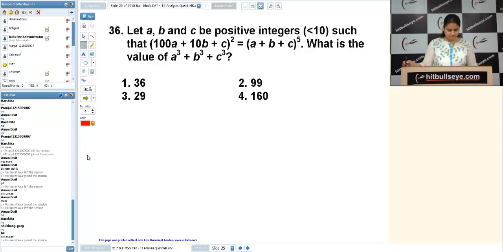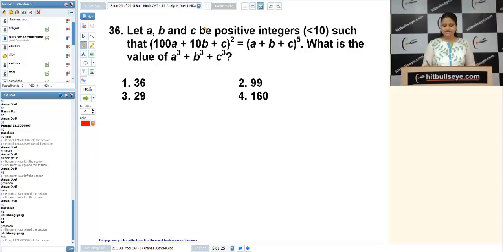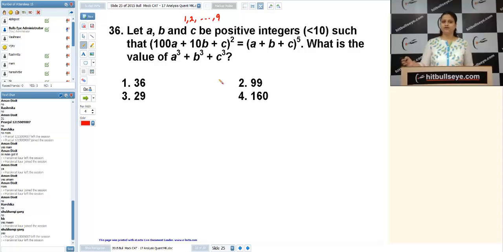Question number 36, good one, good logic. Yes, HK. Okay, let A, B, C be positive integers less than 10. It means A, B, C can take any value from 1, 2, 3, and so on up to 9. They are digits only, starting from 1 up to 9, because we are talking about positive integers; 0 is neither a positive nor a negative number. Such that (100A plus 10B plus C) whole square should be equal to (A plus B plus C) raised to power 5. What is the value for this?